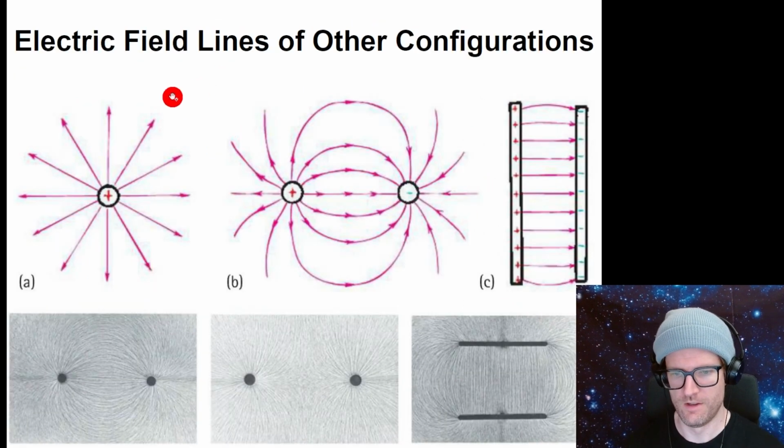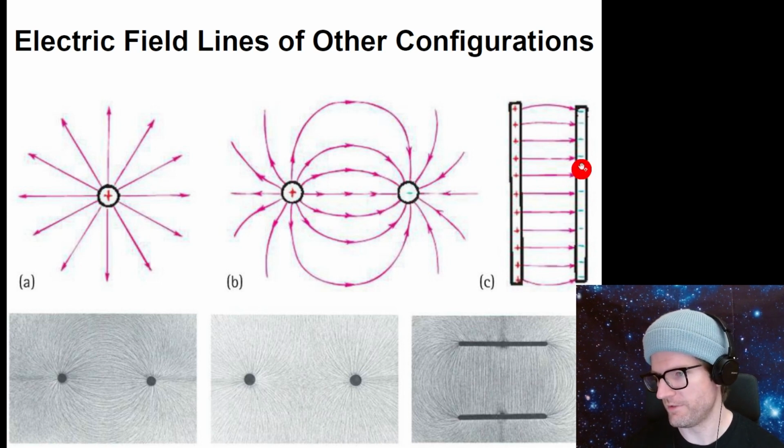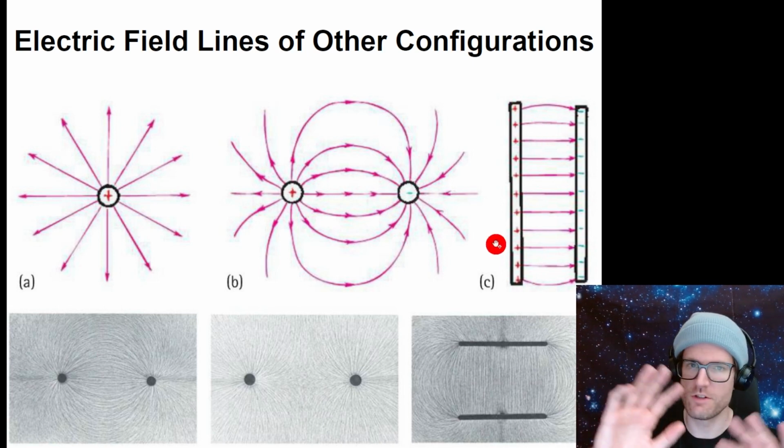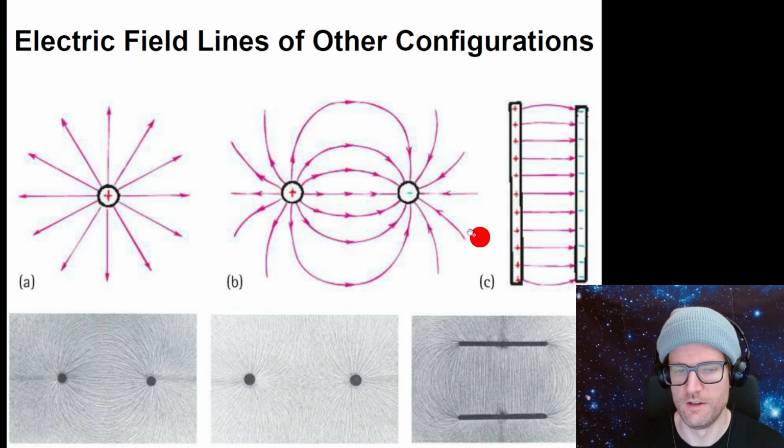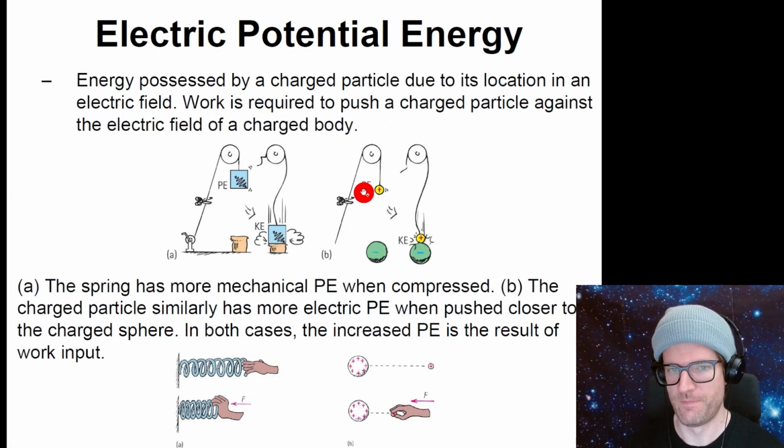All right, so electric field lines of other configurations. This is a point charge. This is if we have a dipole, and this is what the field looks like, with this polarization here and the arrows of the field. So with all these different charge configurations, the field can get quite complicated. These are a few scenarios here.